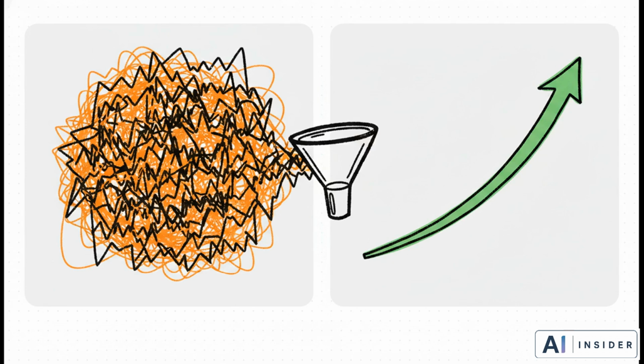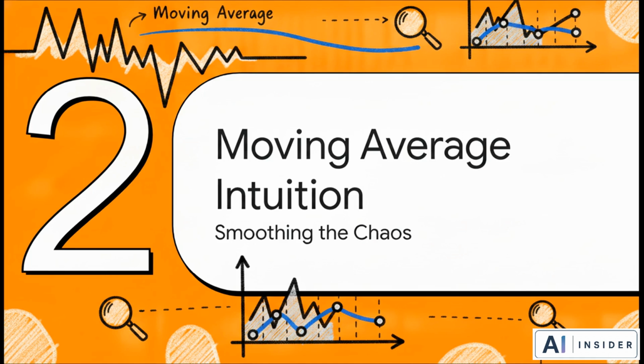You see this everywhere, right? Whether we're looking at daily temperatures, retail sales figures, or stock prices, this signal is the true underlying trend. It's the actual direction the data is moving. The noise, on the other hand, is just those random, chaotic daily fluctuations and errors. Our entire goal in time series analysis is to filter out that noise so we can actually see the signal clearly.